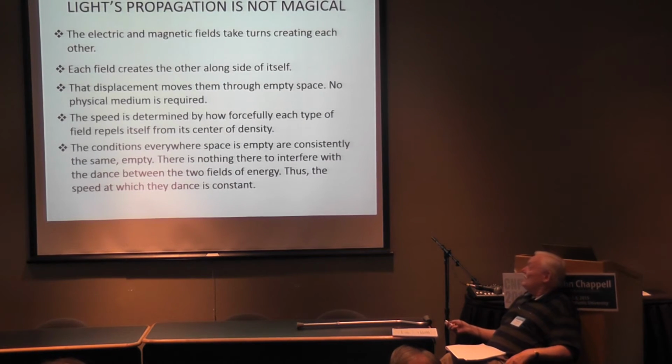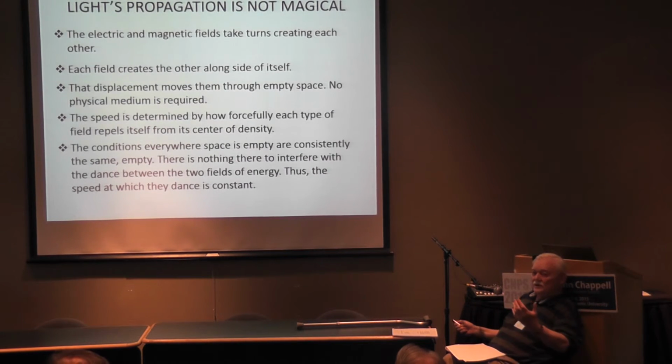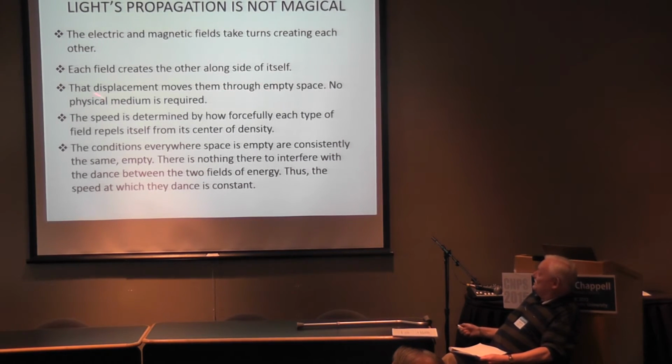So, light's propagation is not magical. The electric and magnetic fields just take turns creating each other. Each is the medium at one point and the wave being propagated, and then the other takes over as the medium and the first is the wave being propagated. Each creates the other alongside of itself, and that displacement plus the time it takes them to expand and contract is what decides how they move themselves through empty space, and that decides the speed.